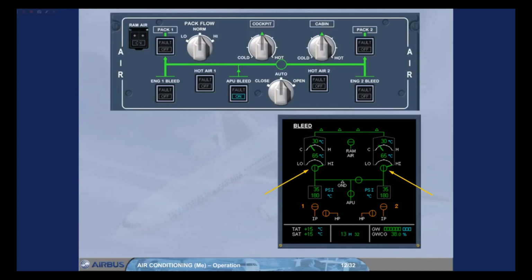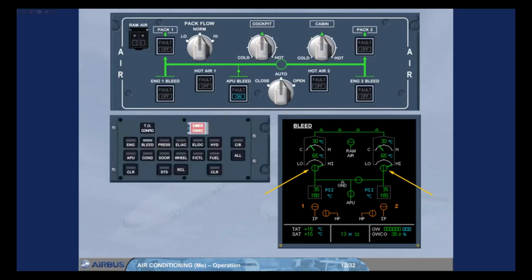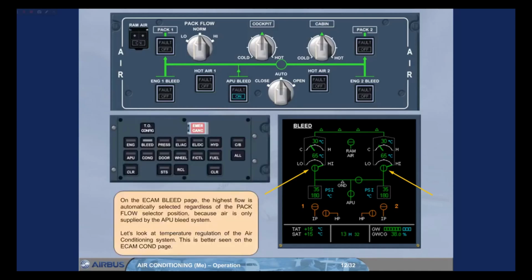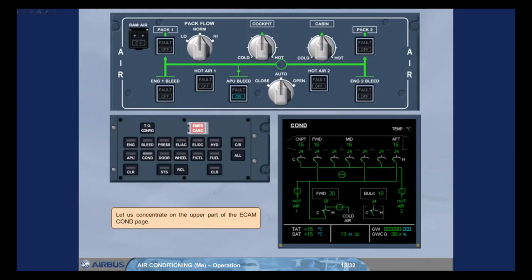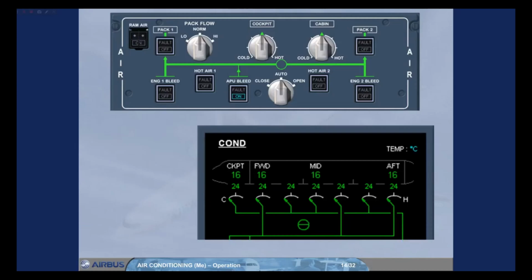Let's look at temperature regulation of the air conditioning system. This is better seen on the ECAM conditioning page. Let us concentrate on the upper part of the ECAM conditioning page. Look carefully at the indications. Notice in particular the zone temperatures and the duct inlet temperatures.